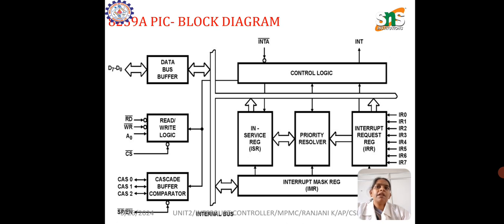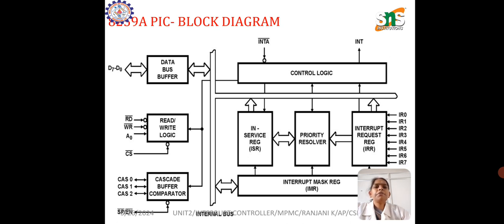Next is the IRR, the interrupt request register. It stores all the interrupt levels which are requesting interrupt service. Next is the ISR, the interrupt service register. It stores the interrupt levels which are currently being executed. Next is the interrupt mask register. It stores the interrupt levels which have to be masked, by storing the masking bit of the interrupt level.